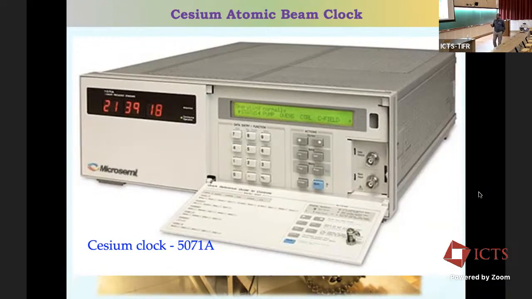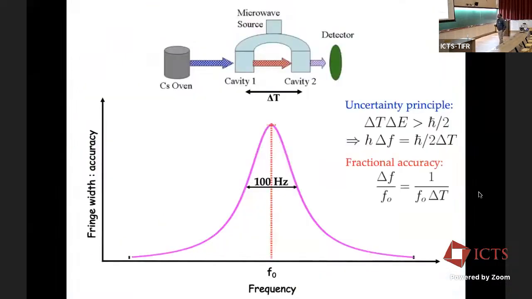This one is named 5071A, and it is the size of a computer CPU, and one can get it. The typical fractional accuracy is on the order of 10 to the power minus 14, which is quite good. Okay, so far so good, but can we improve further? And how can we improve further? The only way we can do a better job is by decreasing the velocity of the atoms. So then laser cooling comes into the picture. I explained why decreasing velocity is helpful, but let me explain it in a much simpler way.